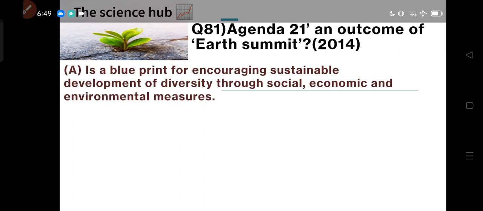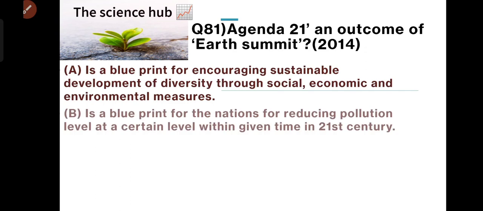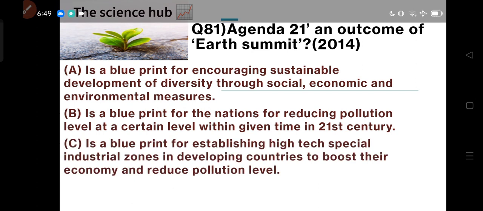So our first option is: a blueprint for encouraging sustainable development of diversity through social, economic and environmental measures. Now the second option is a blueprint for the nations for reducing pollution level at a certain level within given time in 21st century. Now coming to the third option.